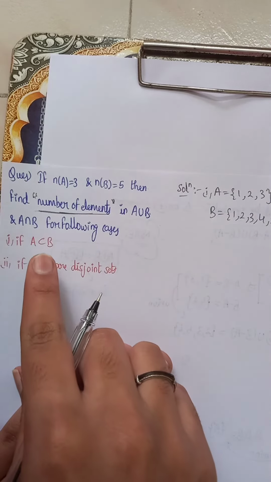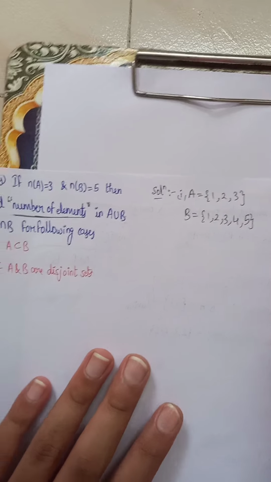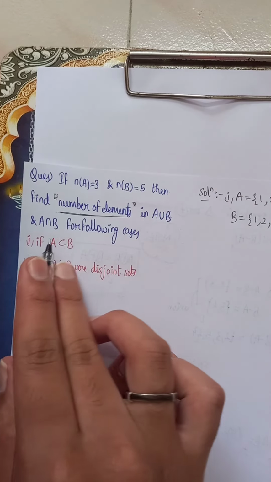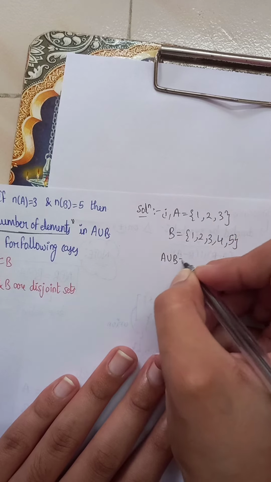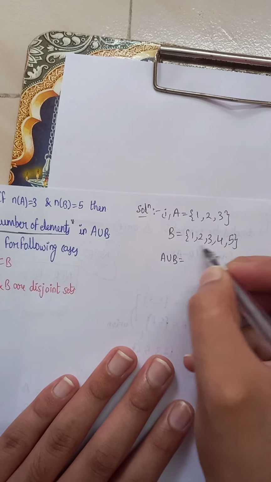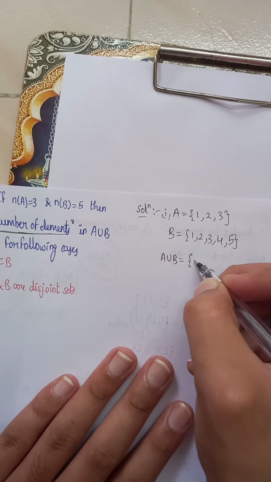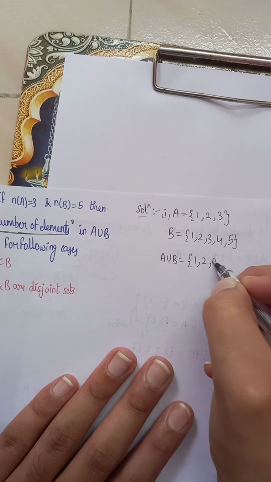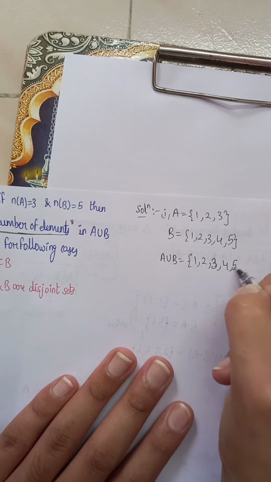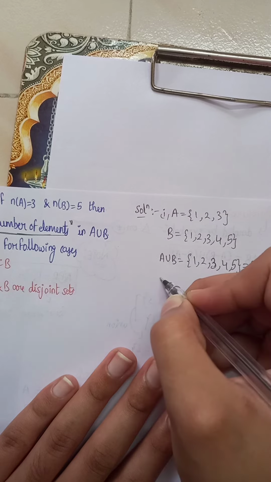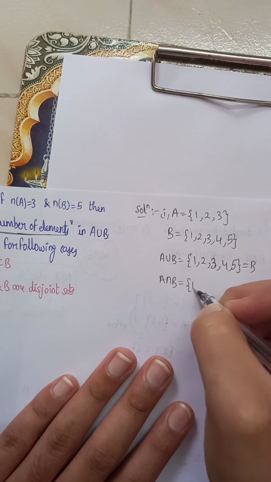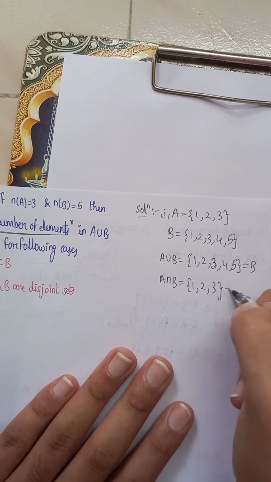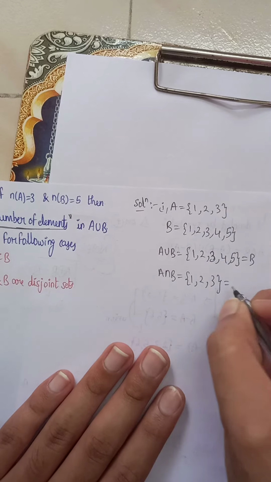Then we need to find the number of elements in A union B and A intersection B. If you take A union B, since A is a subset of B, you'll get the answer as set B only. A union B is {1, 2, 3, 4, 5}, which is equal to B. And A intersection B, if you take the common elements, you get set A, {1, 2, 3}.